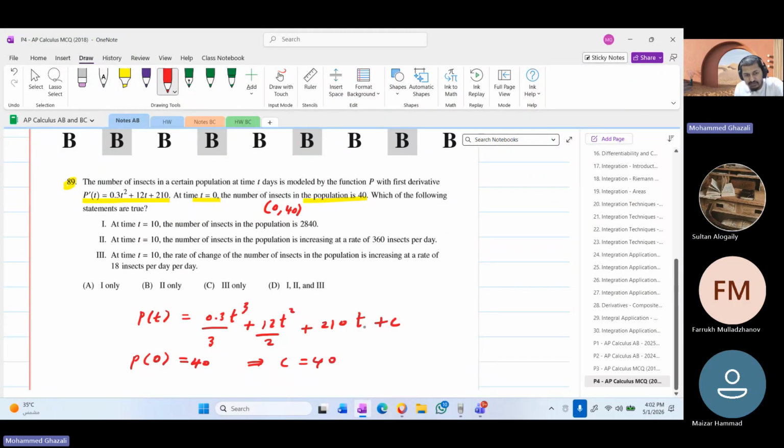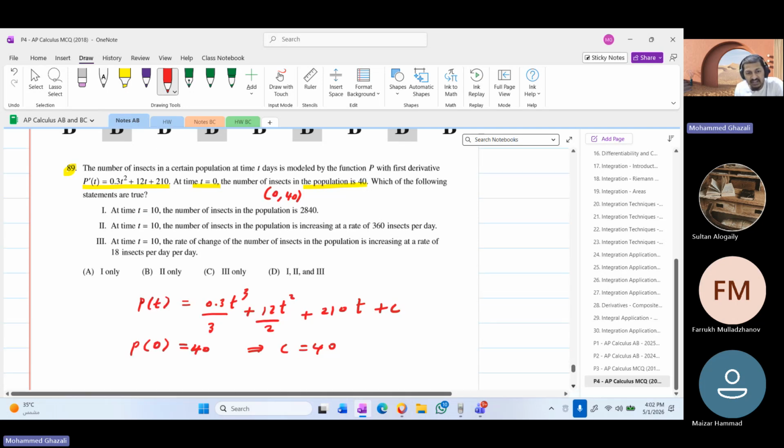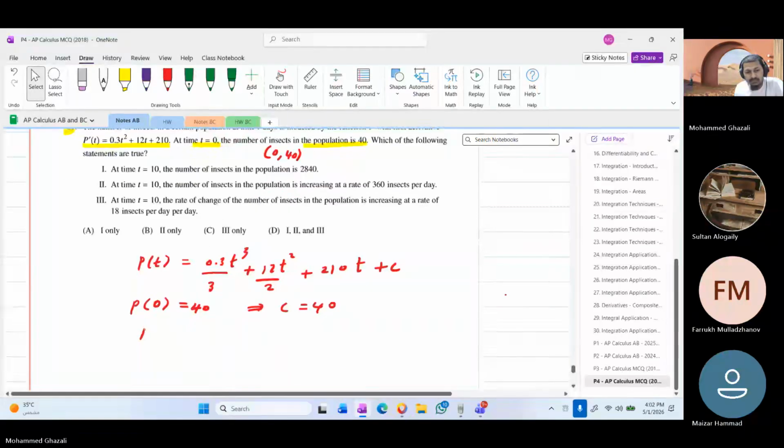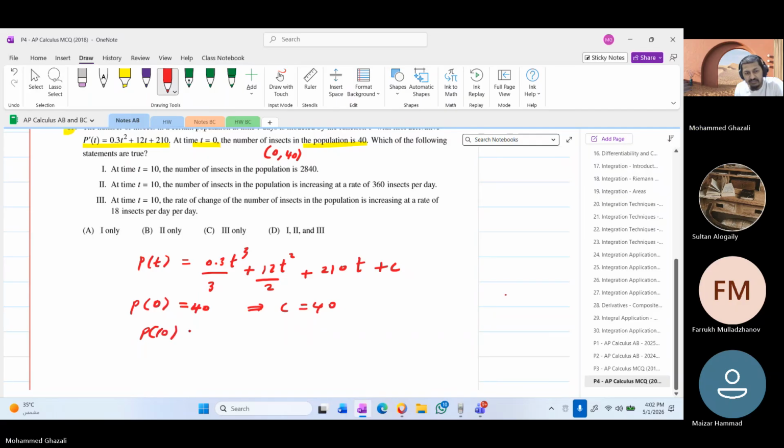Now, after you substitute 40, you need to find P of 10. Now substitute 10 inside this function here. So what's the P of t function? One second. P of t is 0.1 t cubed plus 6t squared plus 210t plus 40. So what's P of 10? You need to substitute 10 inside. 0.1 from 0.3 divided by 3, right?